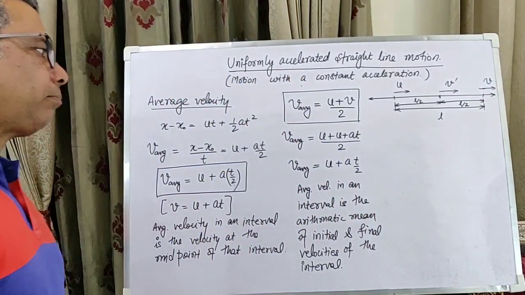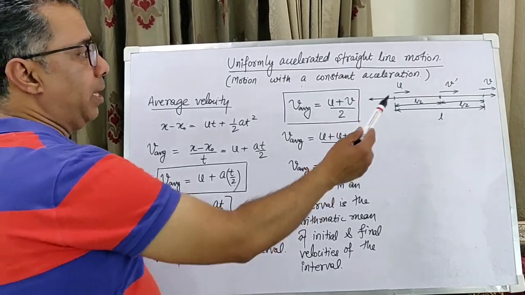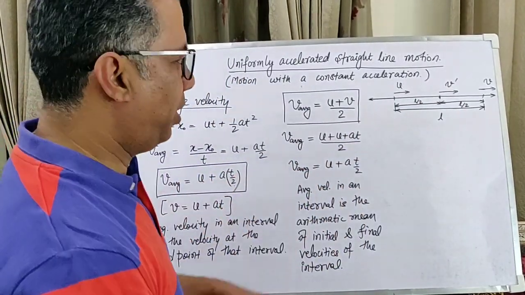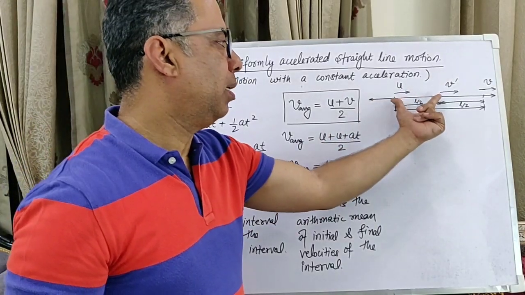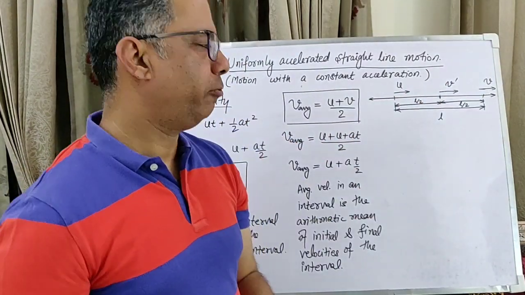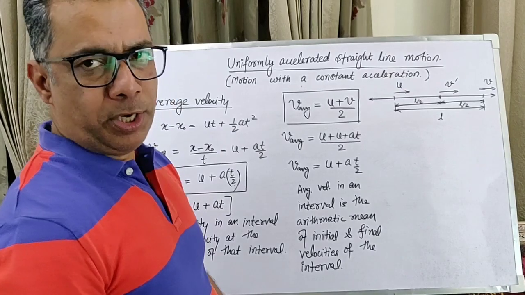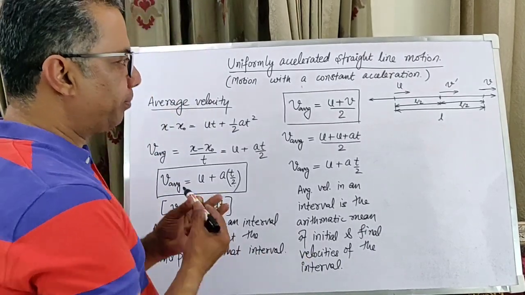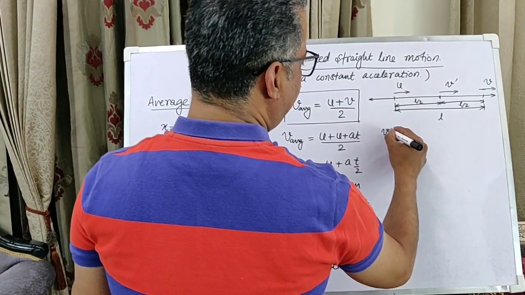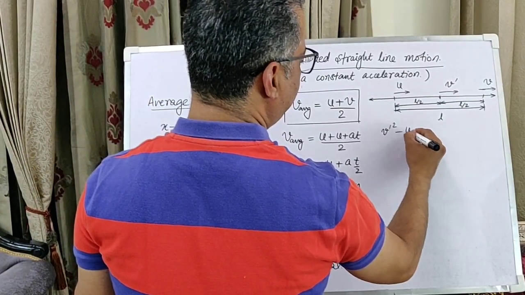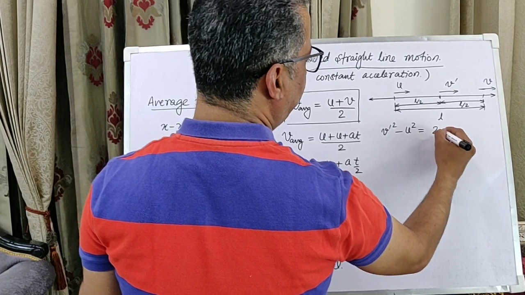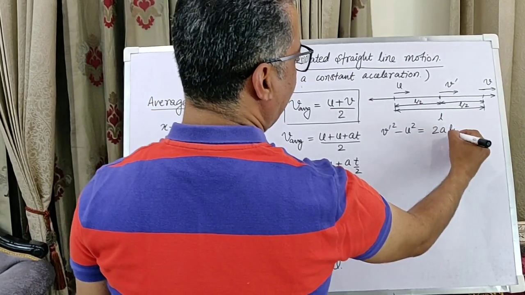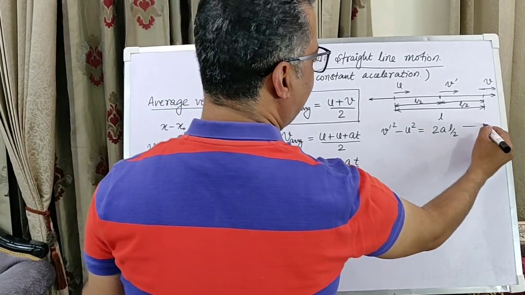over here. Now to calculate this v prime, we will be applying the third equation of motion for these two portions of motion. The third equation being v square minus u square equals 2as. So v prime square minus u square equals 2a into the displacement, that's L by 2. That's equation 1.